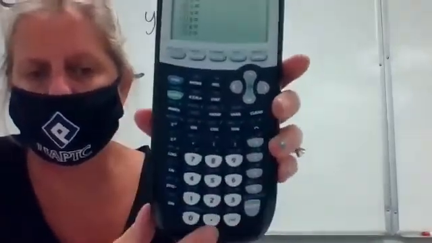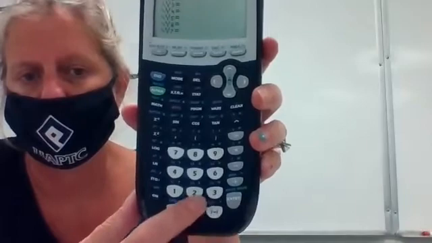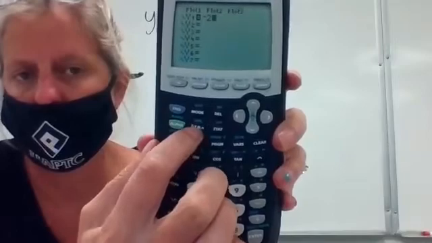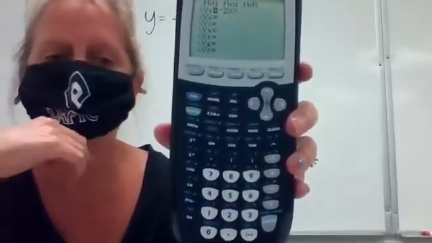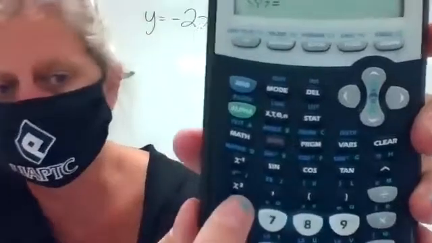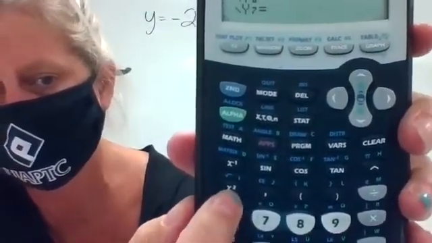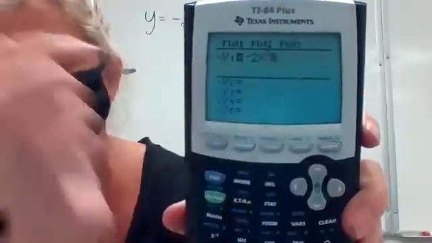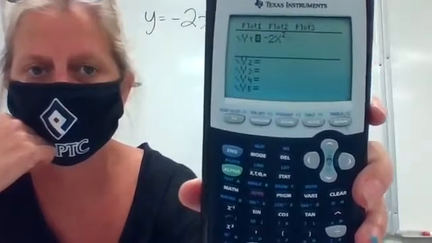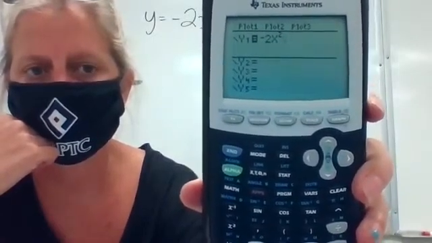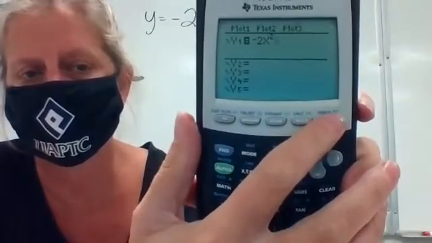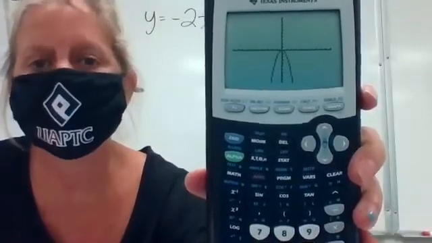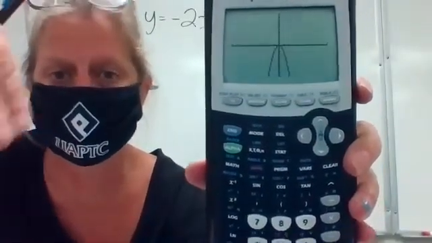Negative 2x squared. So remember your negative button's down here. Negative 2. Here's your x. Now, the x squared actually has its own personal button. If you'll notice, this right here says x squared. Watch what happens when I push it. It gives me the squared exponent just like I want it. Graph it. Let's see what shape this makes. So it makes a U shape, which is a very common shape. It's called a parabola. It's just that it's upside down.